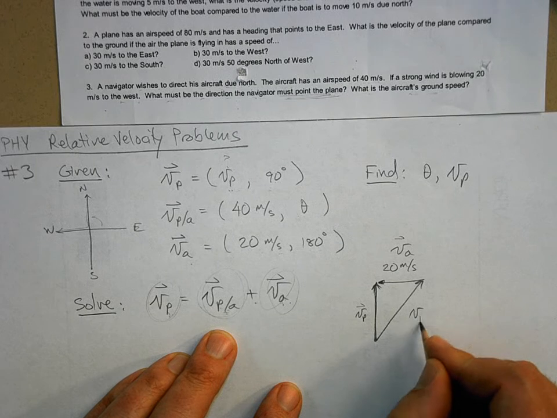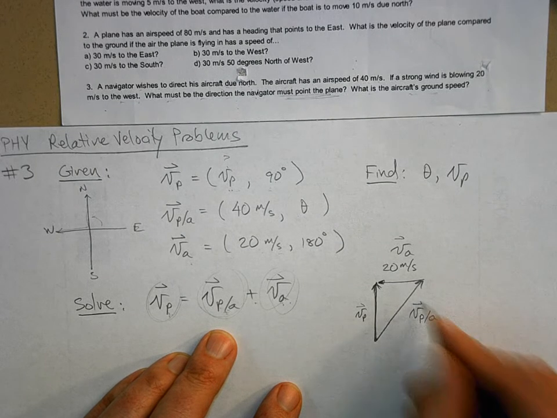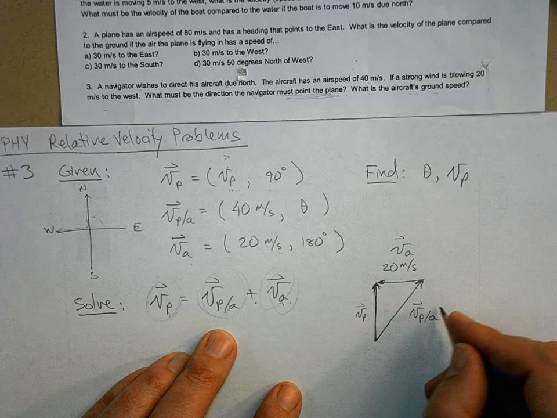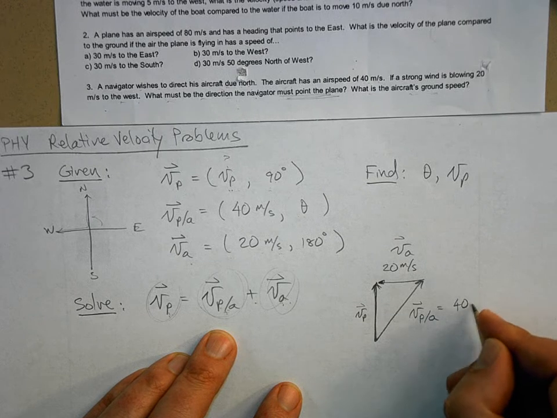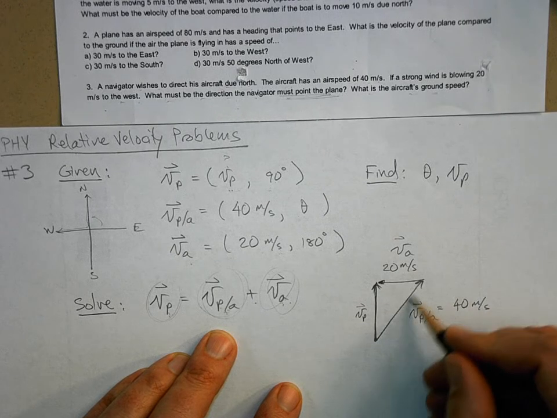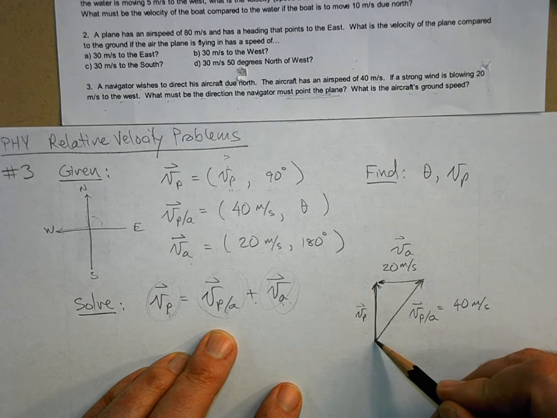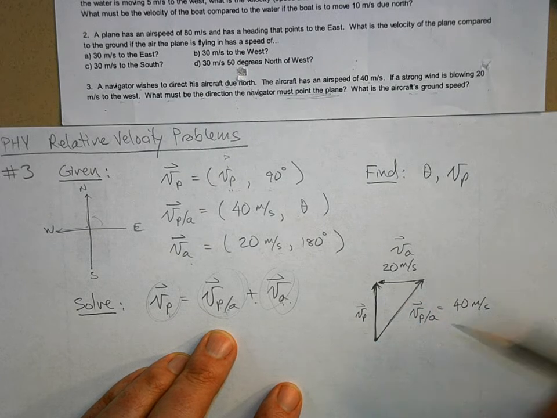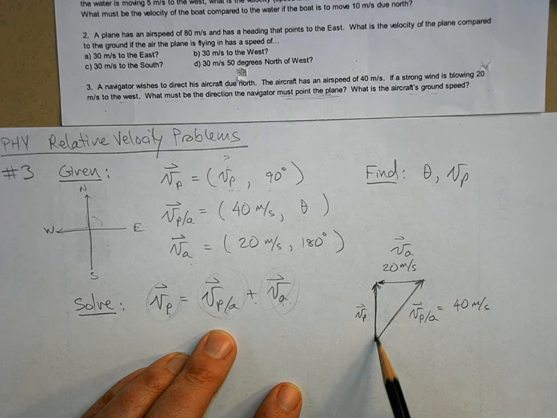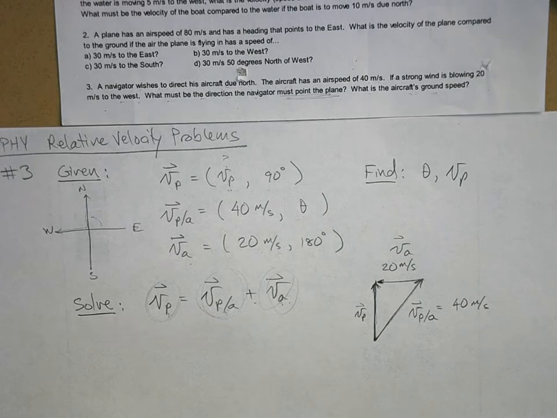So this is the velocity of the plane compared to the air. And I know that this is 40 meters per second, but I don't know what direction it's in. I just know it. I have to point into the wind so that the wind will push me back on course so that I can fly straight up. Okay?